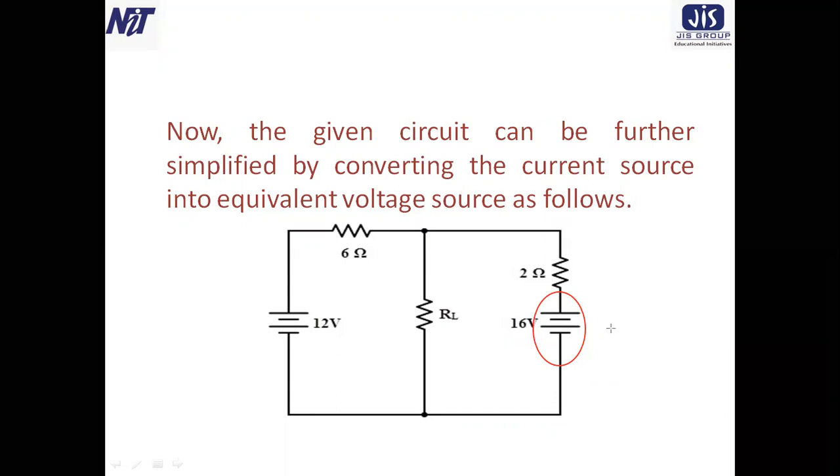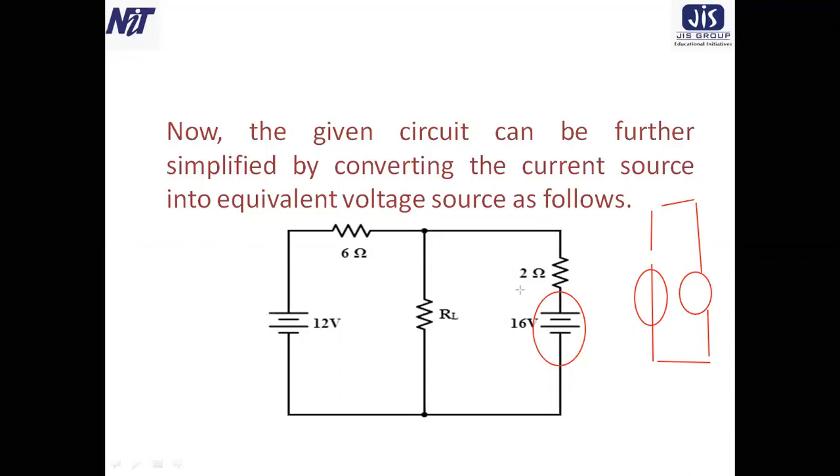So in the previous slide, there was a current source, and with the current source a 2 ohm resistor was connected in parallel, because we know that with a current source the resistance is always connected in parallel. So obviously in this position we have to connect the resistance, that will be parallel connected.